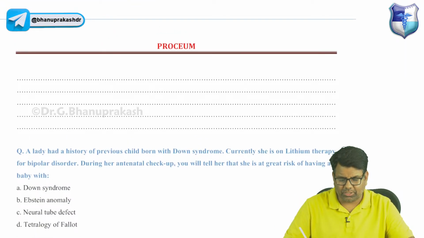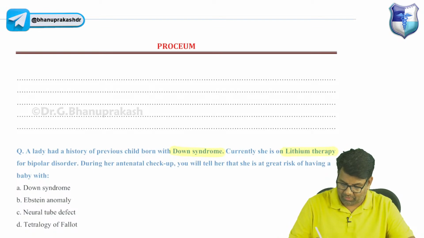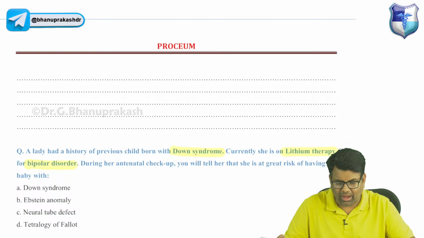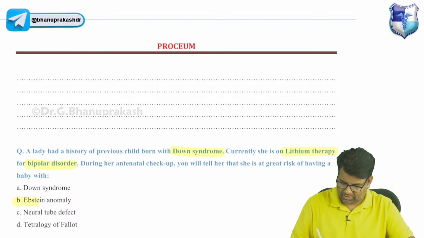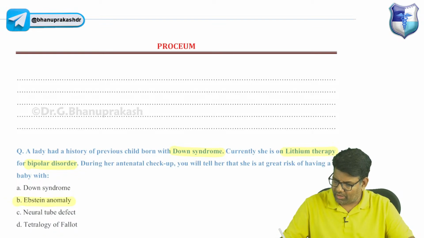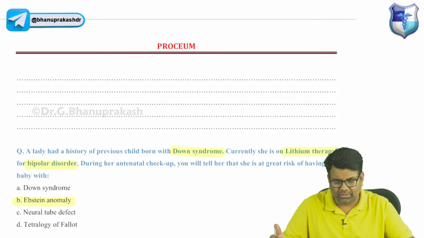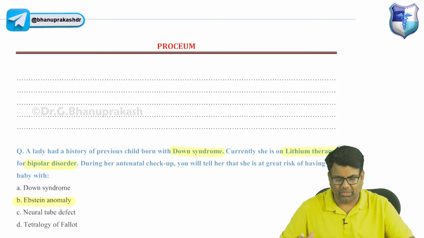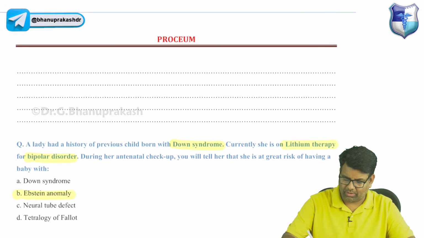A lady has a history of a previous delivery of a child with Down syndrome. Now she has been started on lithium therapy for bipolar disorder. What problem can occur? Yes, this is Ebstein anomaly. If a pregnant lady is taking lithium, there is a possibility of Ebstein anomaly. Please remember, especially for exams.